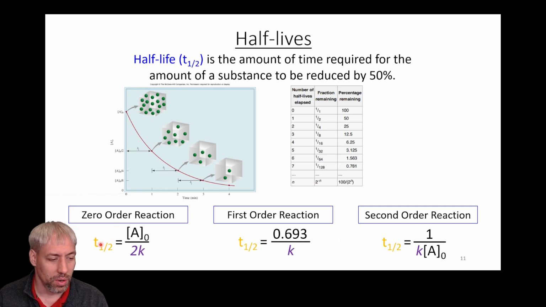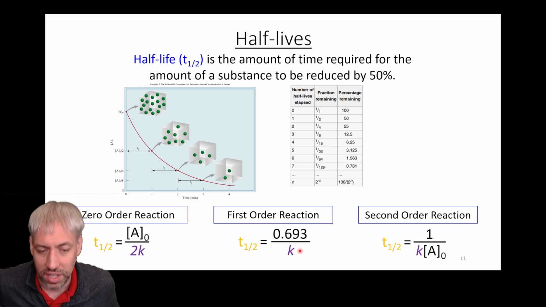So for zero order, t1/2 is equal to the concentration divided by 2k. First order, t1/2 is equal to this number divided by k. Note this doesn't have any concentration dependence. The half-life stays the same no matter what. And for second order, t1/2 is 1 over k times the concentration of A naught. And so both zero order and second order are dependent on the concentration of the material. First order reaction is not dependent on it.